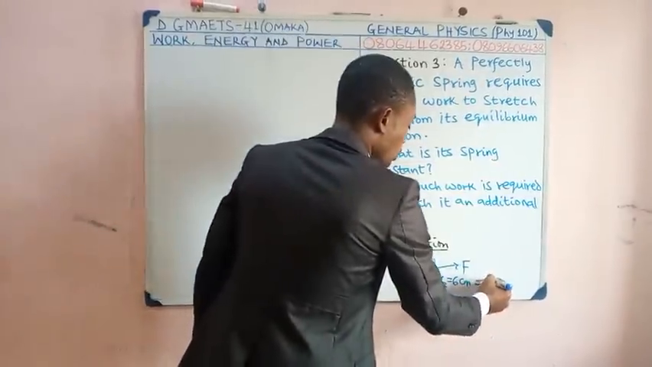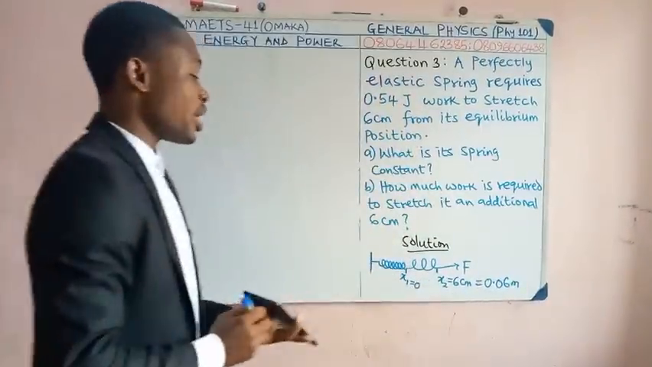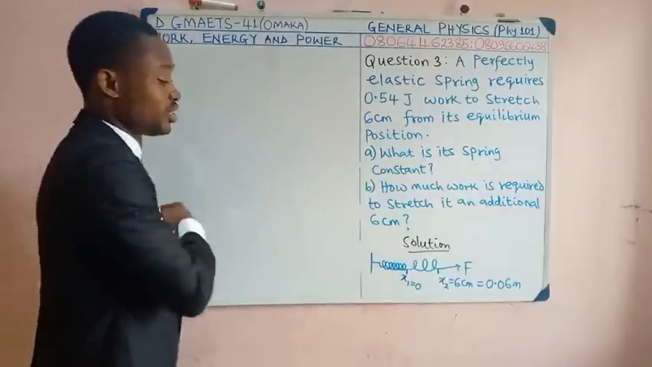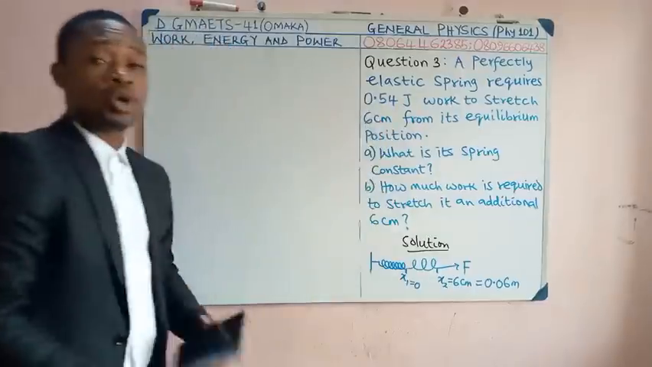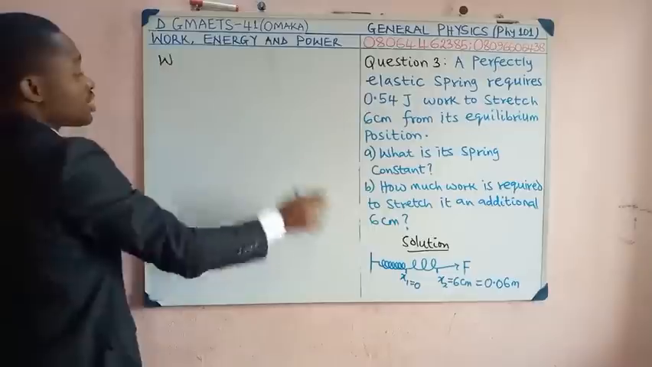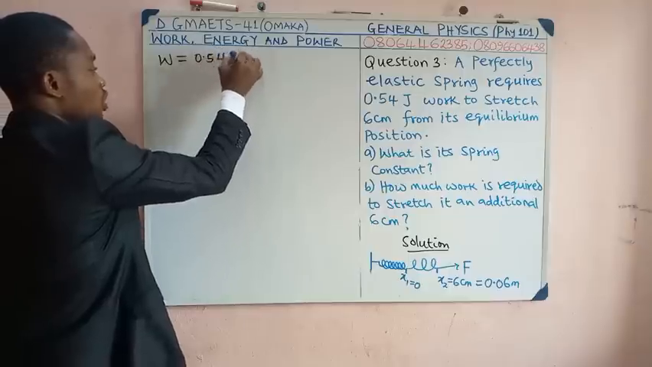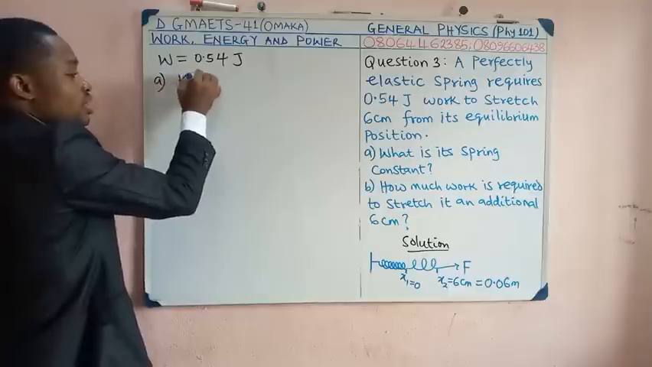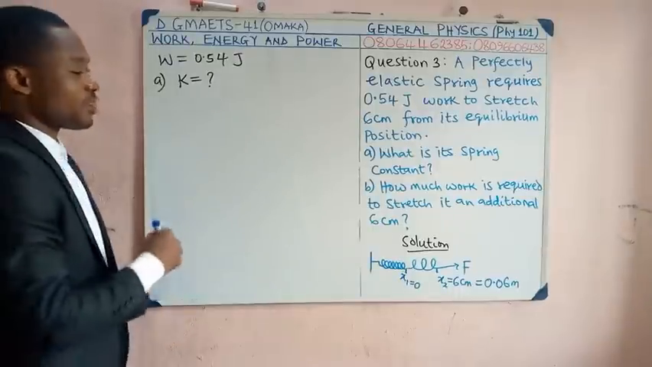We can convert this: it is equal to 0.06 meters, dividing 6 by 100. Remember, the work that stretched this spring from this point to this point is 0.54 joule. So the work that did that extension for us is 0.54 joules. Now, the first part of the question: we have to calculate the spring constant, also known as the force constant or stiffness constant.